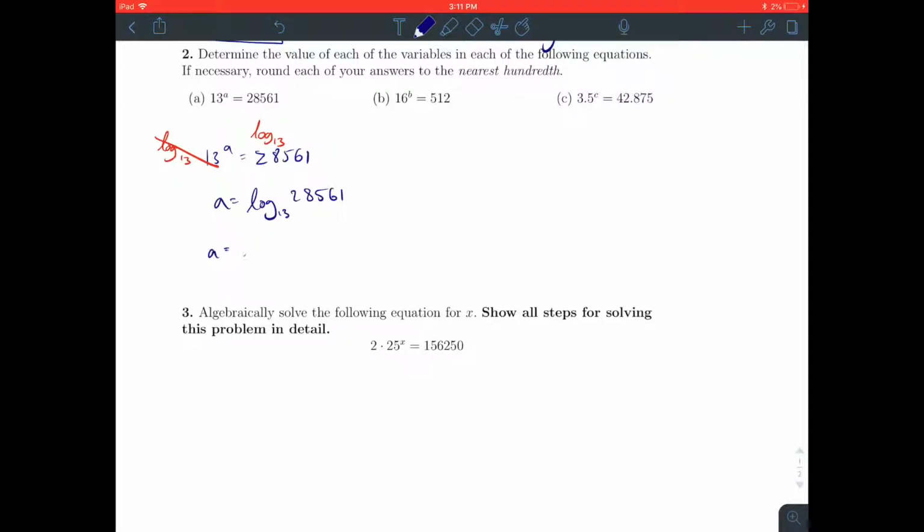To plug this in on our calculator, we do log of the number we're taking the log of divided by log of the base. And we get that a is equal to, let's do this on the calculator, log 28561 divided by log 13. That gives us a equals 4. So I'm going to leave the next two for you because I think that you can figure them out based on the work we've done.